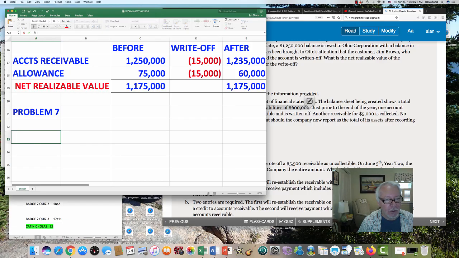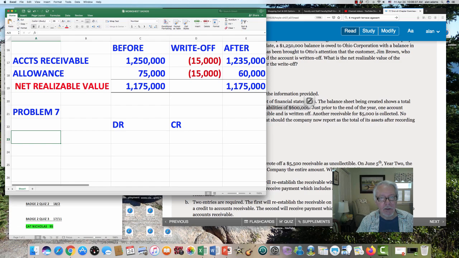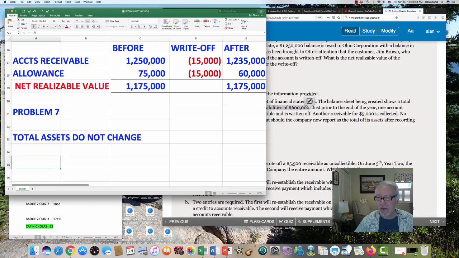Total assets. Well, you know what? Let's actually write down debits and credits and make the entries. Now, the first item we have is we're going to write off a receivable. Okay. And that, as we just proved up here, means when you write off a receivable, accounts receivable net realizable value does not change. Therefore, total assets do not change. They didn't give me a number, so I can't make an entry here. Okay, so let's get rid of that debit and credit. I apologize for that.